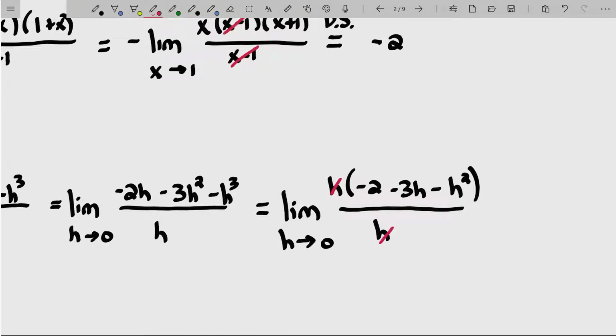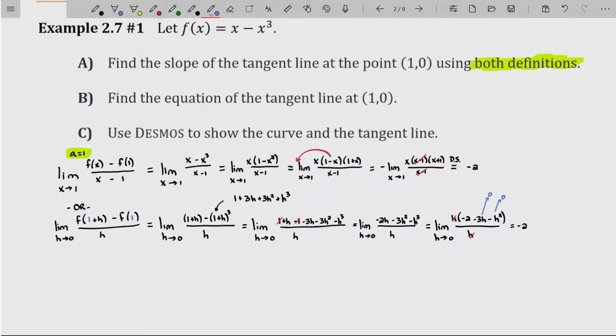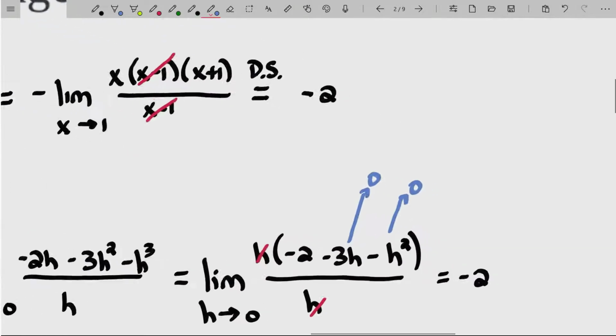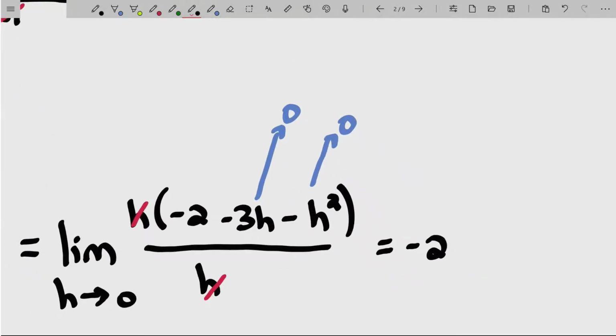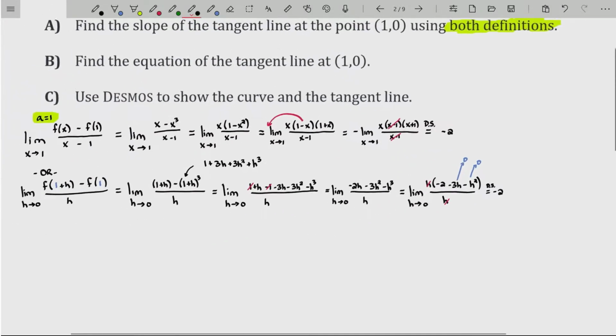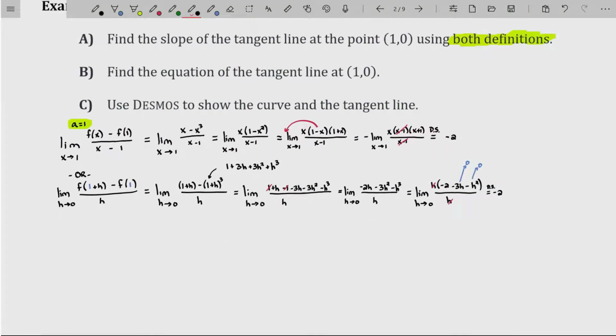And now I can just do direct substitution because it no longer causes division by 0. So if I allow h to be 0, this will end up being negative 2 because all of these other terms tend to 0. Now I want to pause to really get your attention here. Oh, by the way, I didn't write down that this was direct substitution. Let me go ahead and do that. Direct substitution.